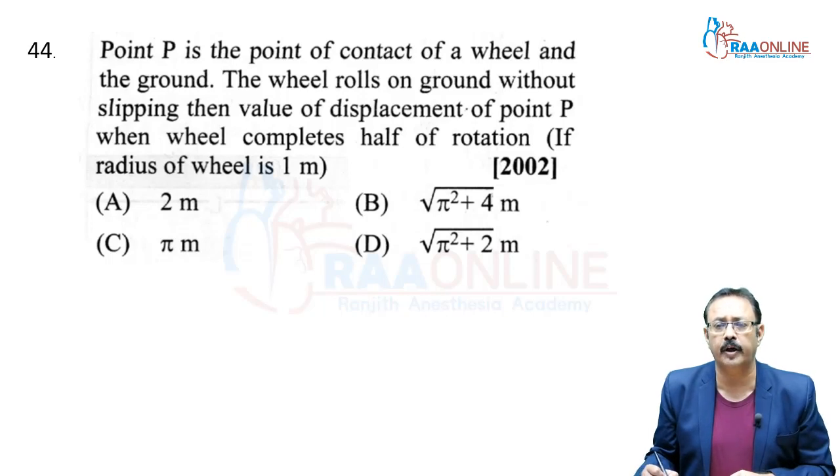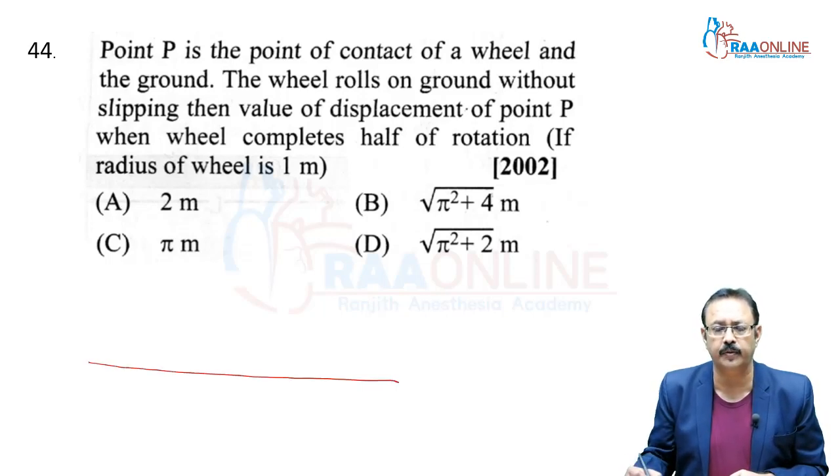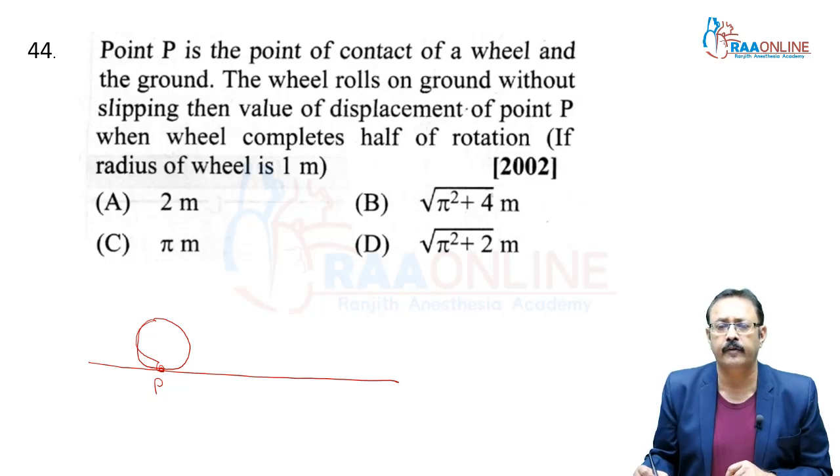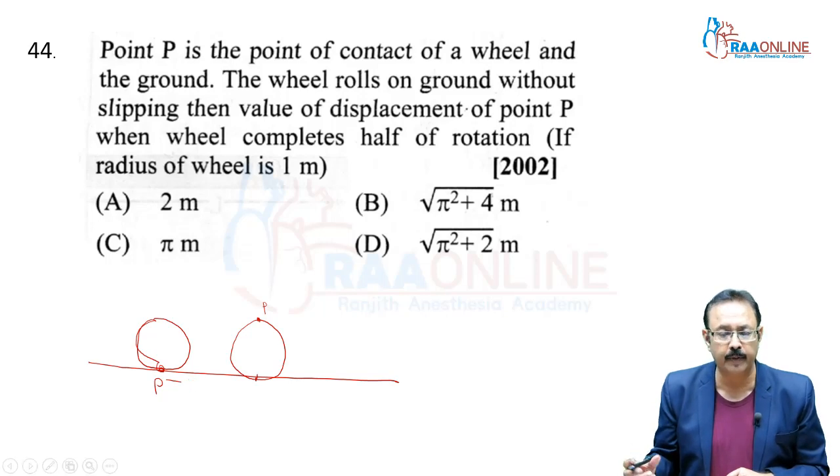Point P is the point of contact of a wheel on the ground. We are talking about this point P. The wheel rolls on the ground without slipping. What is the displacement of P when the wheel completes half a rotation? Half a rotation means P will reach this point. So this distance in half rotation should be half of the circumference, means 2 pi r by 2. So it should be pi r.